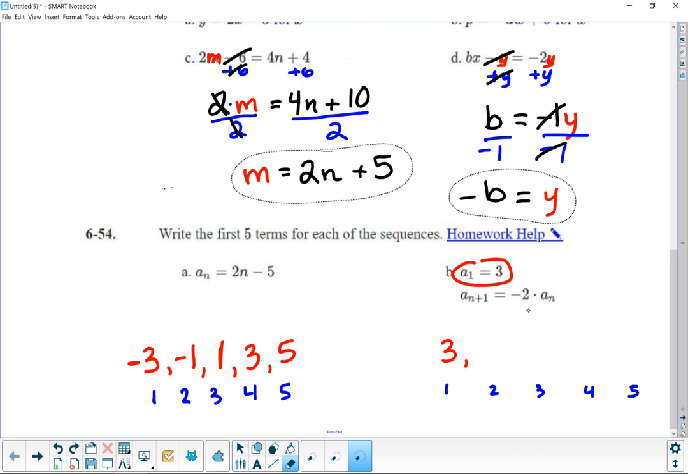So to get the second term, we got to put a 1 right here. Right? So A1 plus 1, that actually makes 2. So we put 1 here, then we put 1 here also. So it's negative 2 times A1, and A1 is 3. So this right here is actually 3. So the second term, because 1 plus 1 is 2, so A2 is equal to negative 2 times 3 is negative 6.